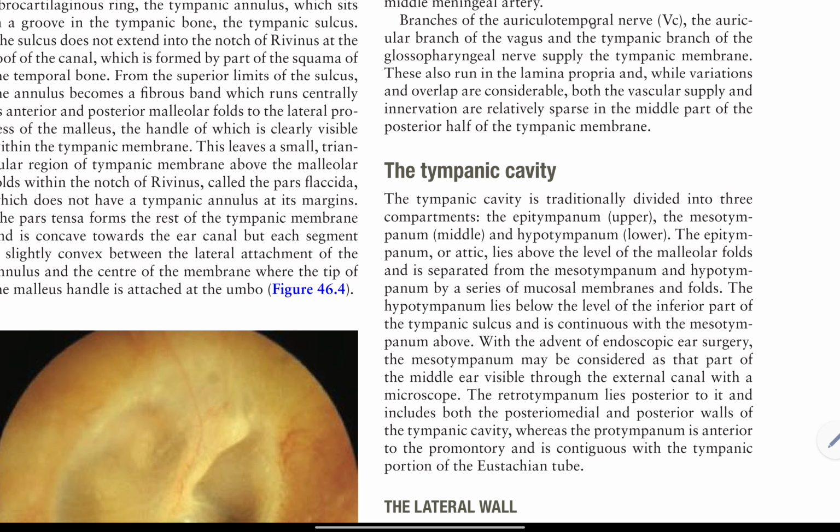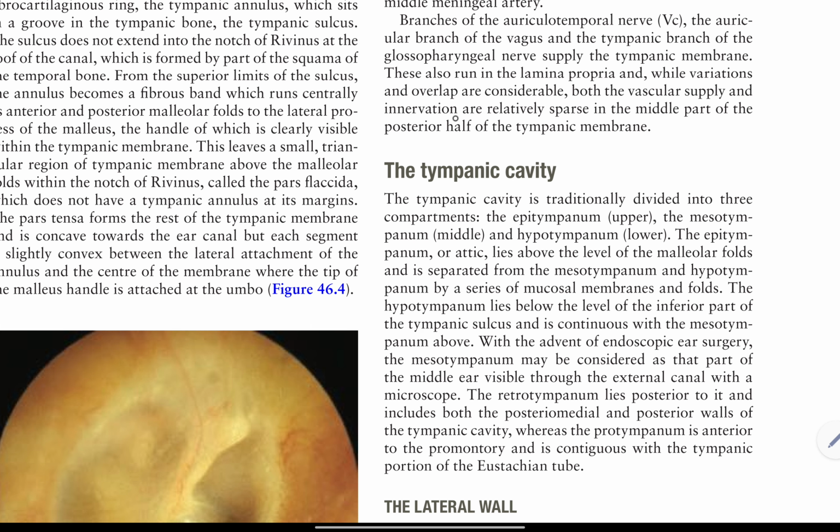Branches of the auriculotemporal nerve, V3, the auricular branch of the vagus, and the tympanic branch of the glossopharyngeal nerve supply the tympanic membrane. These also run in the lamina propria, and while the variations and overlap are considerable, both the vascular supply and innervation are relatively sparse in the middle part of the posterior half of the tympanic membrane.